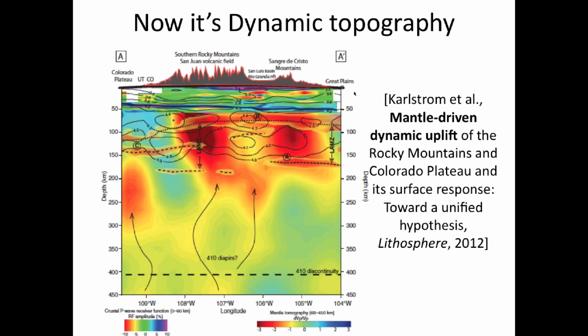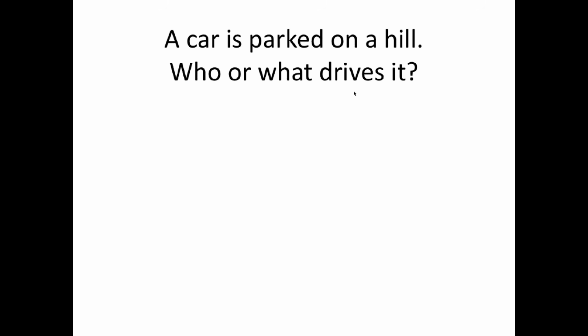So I want you to ponder a concept. A car is parked on a hill. Who or what drives it? I'm arguing this because the Rockies are parked out here, and they're not driven. They're just sitting there. It's like the old joke of you go to Maine and ask the Mainer, where's that road go? And he says, don't go nowhere. It just stays right where it is. Well, that's true of the Rockies.